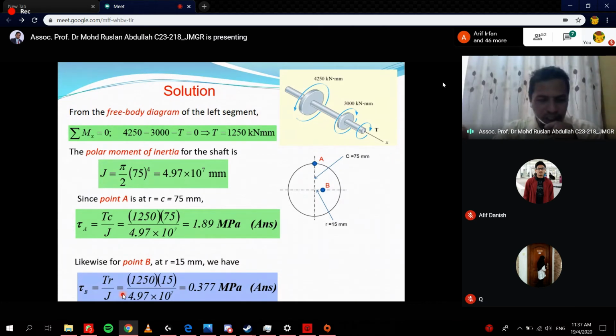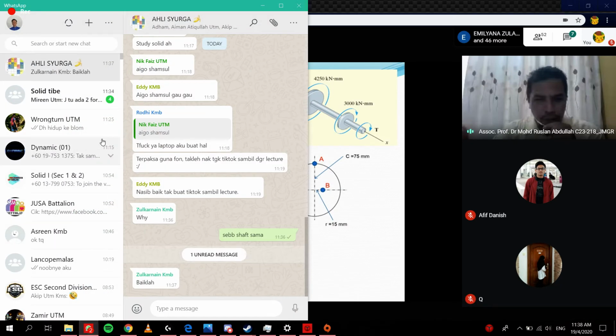Okay, so that's why we use the same J here. So the difference here is only C or R. For point A, R equals 75 because the distance from the center equals 75. And for point B, R equals 15. That is the difference between point A and point B.